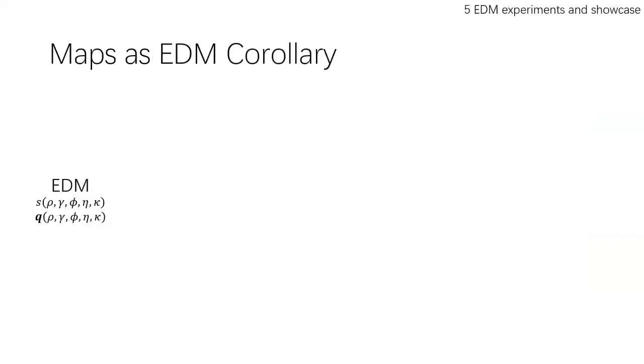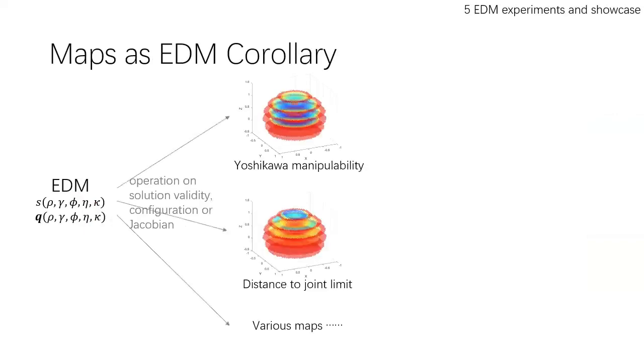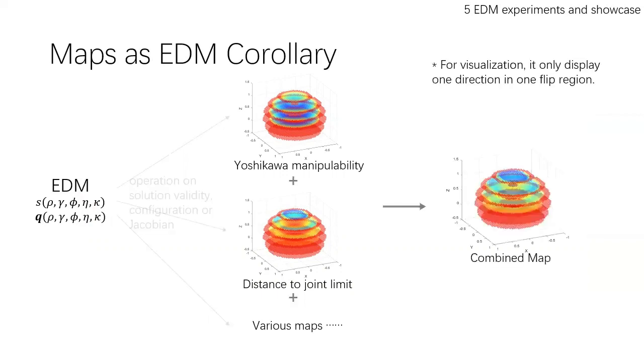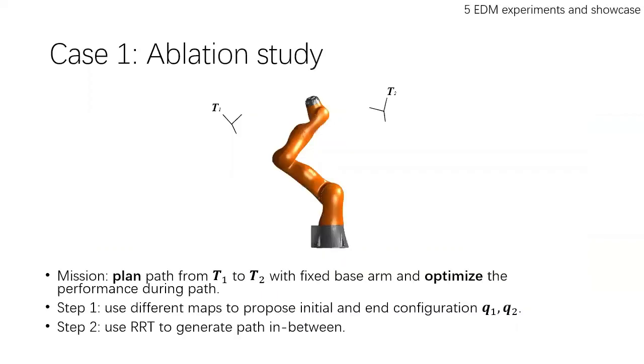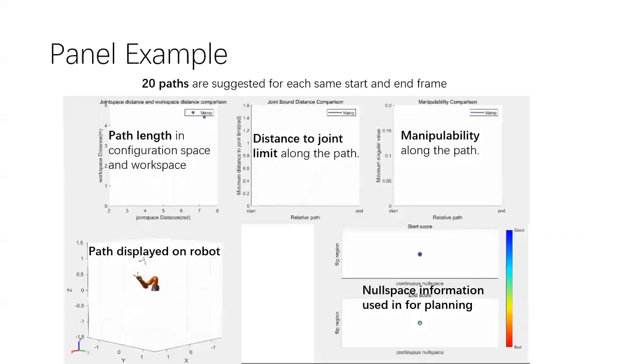Many existing maps can be deduced from EDM by doing simple mathematical operations on solution status, configuration, or Jacobian. We can even combine them together to get a comprehensive consideration of the performance. Consider a case of path planning for the fixed-base manipulator from frame T1 to T2. Different maps suggest different start and end configurations Q1 and Q2. 20 different start and end configurations are suggested from different maps.